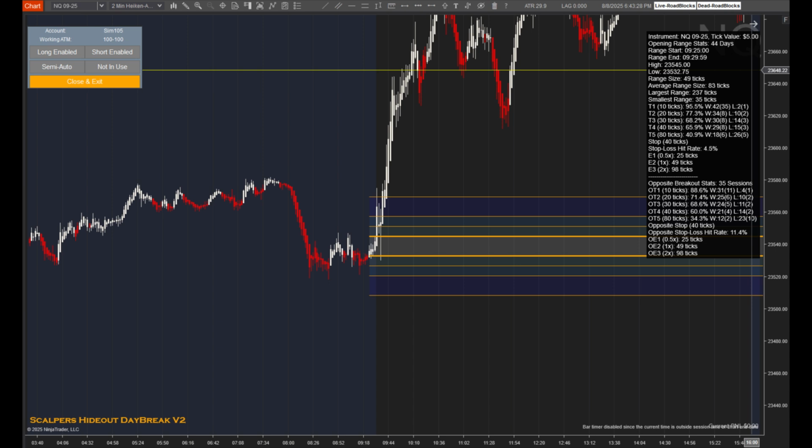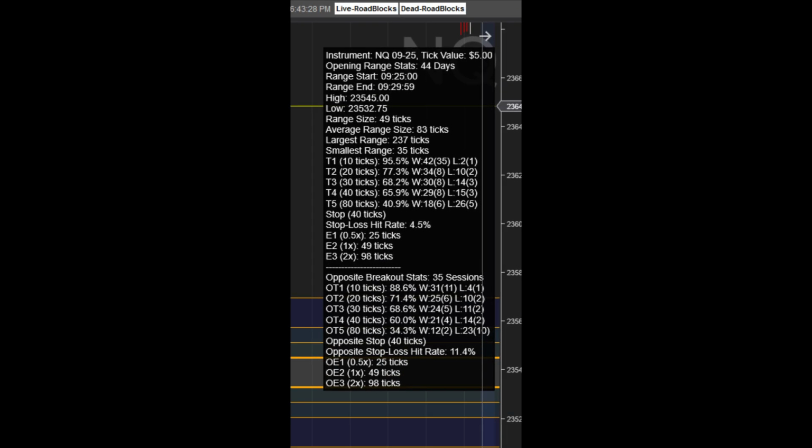Okay, so you can see here in this set of stats that we're on NQ. The tick value is $5 a tick. Same time frame, 44 days, but this time our range is starting at 9:25 a.m. and the range is finalizing just as the market opens. So we're basically trying to take the break of the 5 minute candle before the market opens. Let's take a look at some of our stats in this scenario.